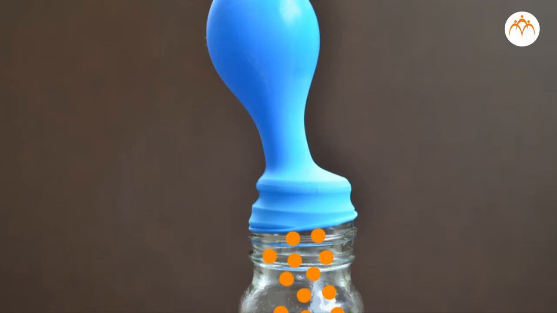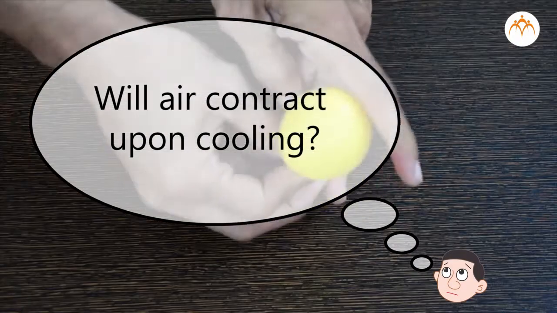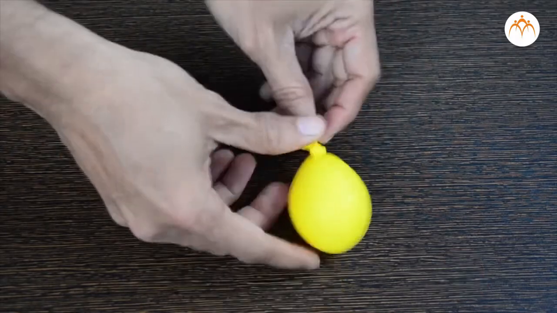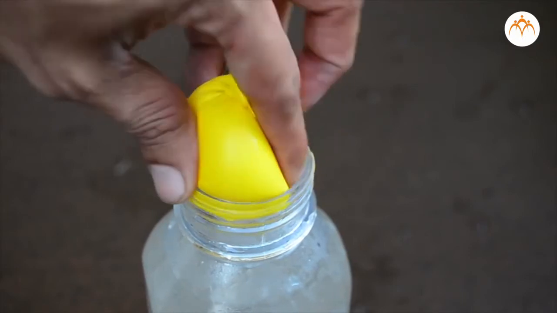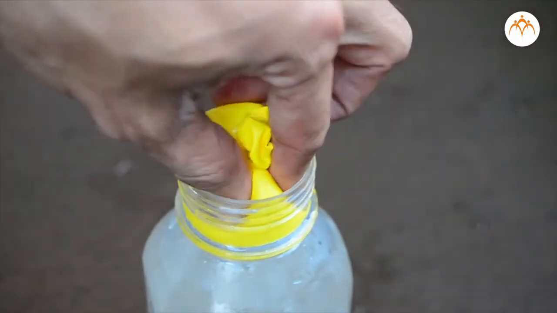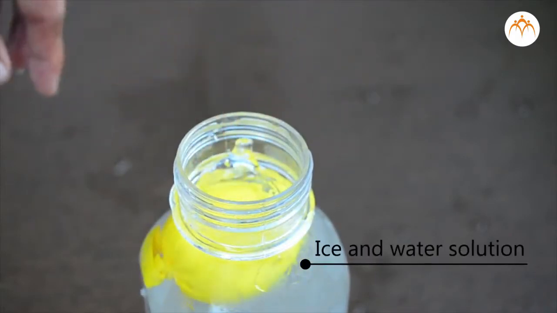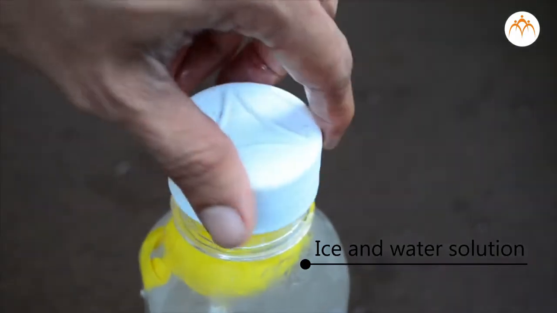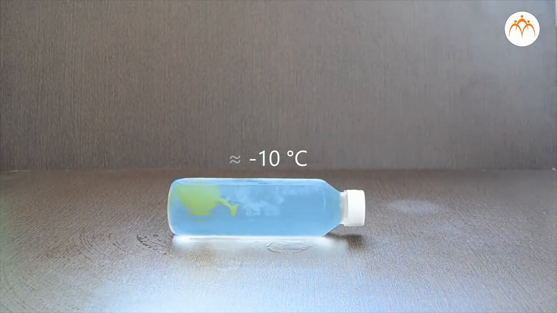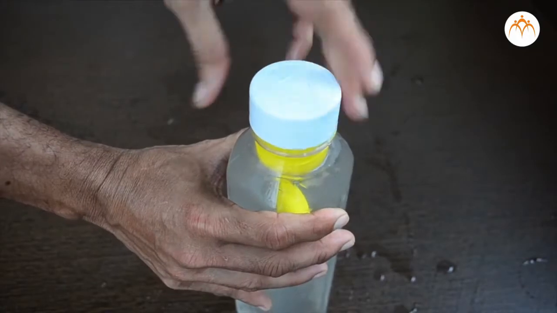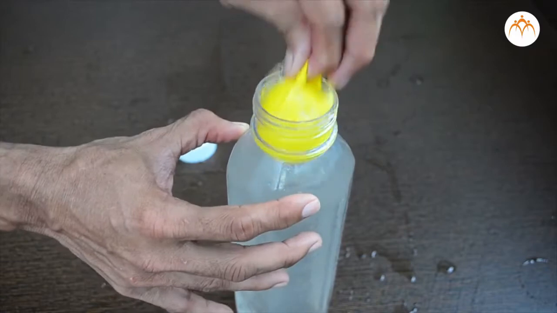Heating the air expands it. How about cooling the air? Will it contract it? Let me take this inflated balloon. It is difficult to put it inside the bottle. I need to press it inside the bottle. The bottle is filled with a very cold solution of ice and water. The temperature is as low as -10 degrees Celsius. If I try to remove the balloon after some time, I can take it out without much effort.